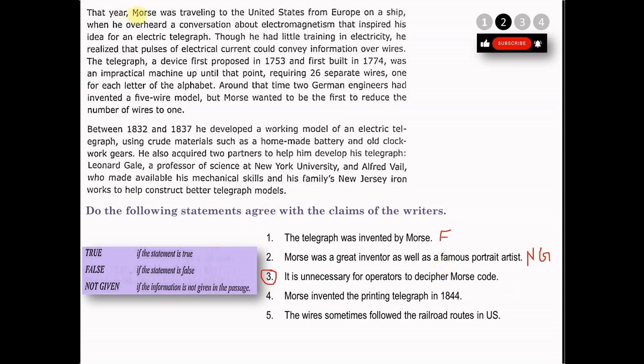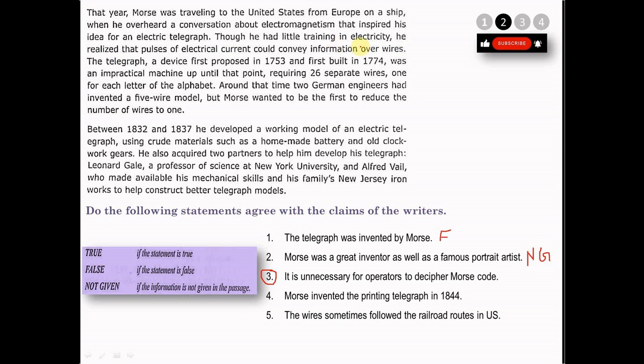So this year Morse was traveling to the United States from Europe on a ship when he overheard a conversation about electromagnetism that inspired his idea for an electric telegraph. Though he had little training in electricity, he realized that pulses of electrical current could convey information over wires. So he became interested in telegraphy.